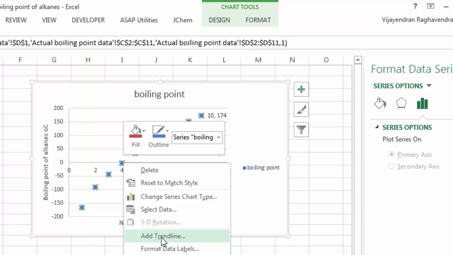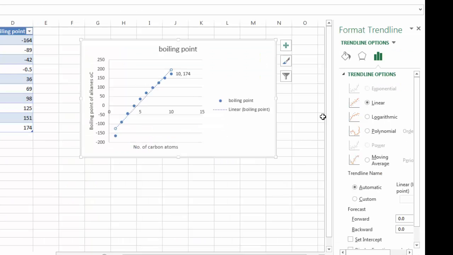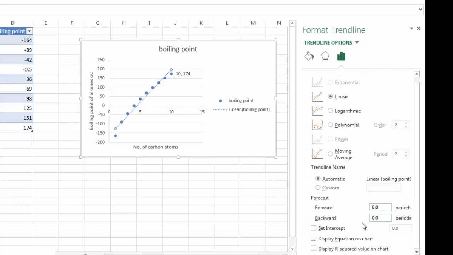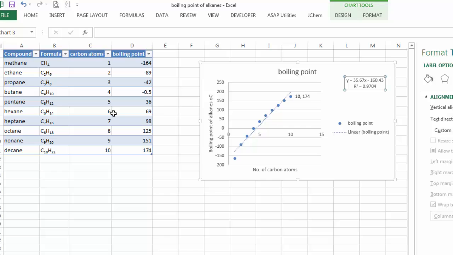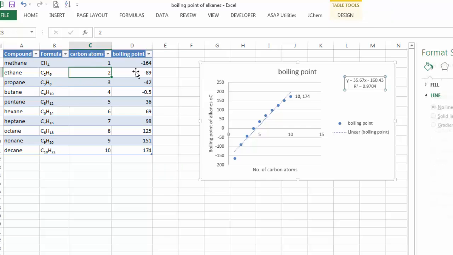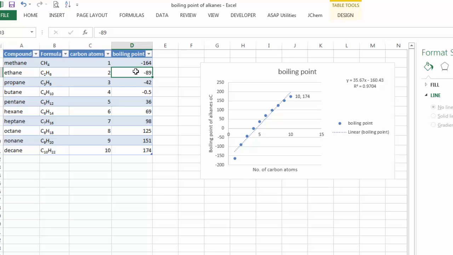I'm going to right click and then add trend line, and then I'm going to choose the trend line which is linear, and I'm going to display the equation on the chart and also the R-square value, which says how well the data is fitting into a straight line. So it's actually 97% correlation between the number of carbon atoms and the boiling points. So that's pretty good. So in this case, we can say confidently that the carbon atoms and the boiling point, they behave in a linear fashion.